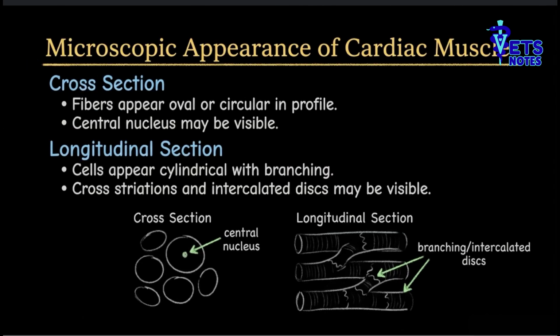Microscopic appearance of cardiac muscle in cross section: cells appear oval or circular in profile, and the nucleus may be visible centrally. In longitudinal section, cells appear cylindrical with branching. You may find branches and cross striations, and intercalated discs may be visible in the longitudinal section.